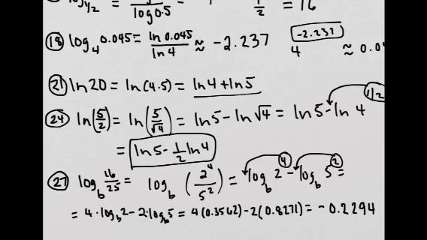So for 27, here I have 4, I replace the log base b of 2 with its value and log base b of 5 with its value. So it's 4 times this minus 2 times that. Put it into a calculator and this is what you get as your answer.